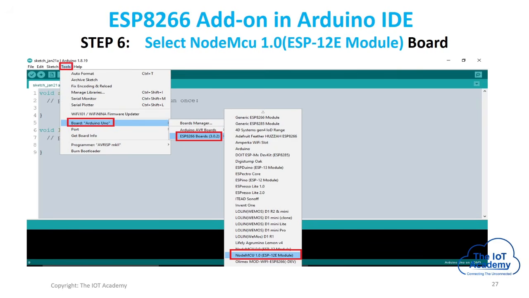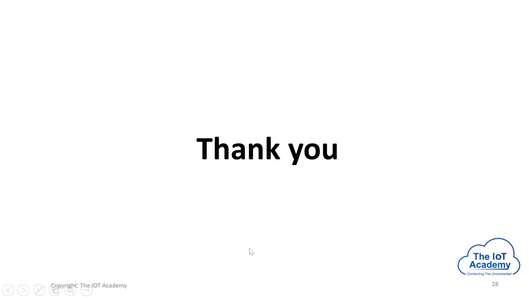Now you have to change the board in the Arduino IDE. Again go to Tools, then Board. This is the ESP8266 board, and here this is the NodeMCU 1.0 ESP-12E module. You have to select this board. So now you can program the NodeMCU with the Arduino IDE. This is the complete introduction of NodeMCU. Thank you guys.